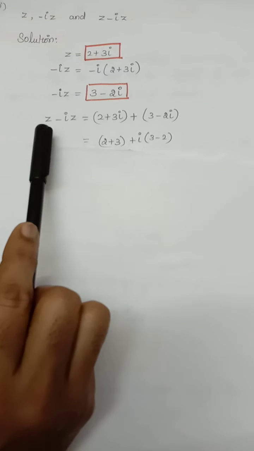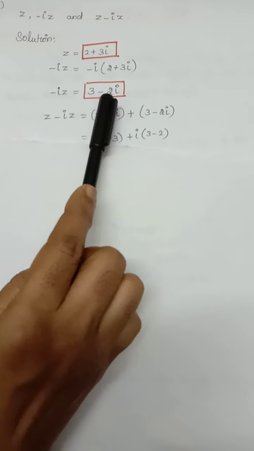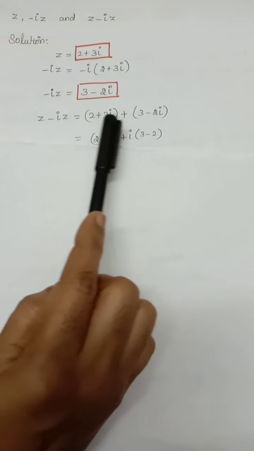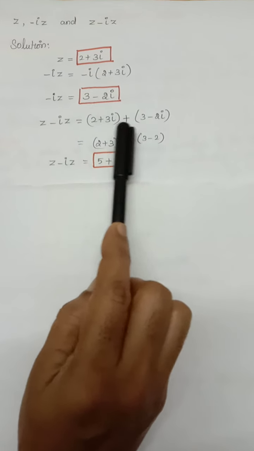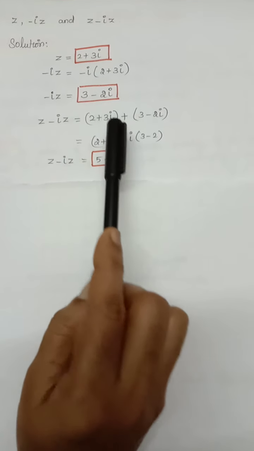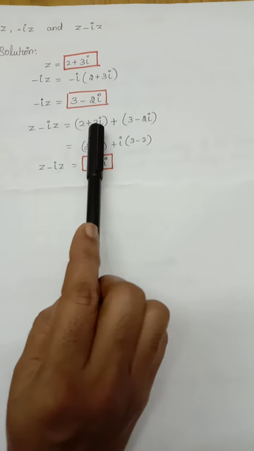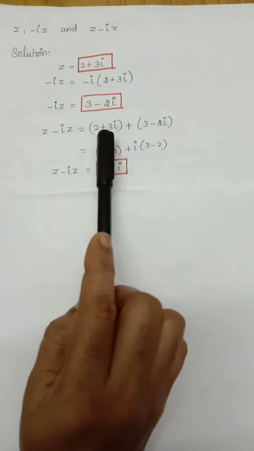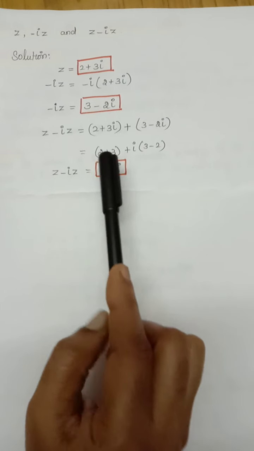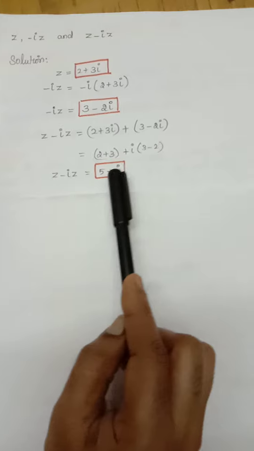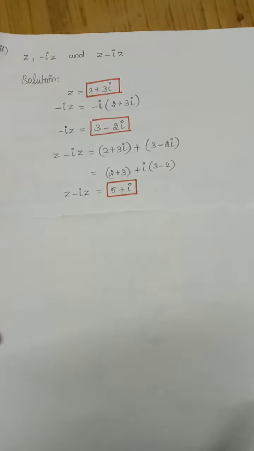Next, what you have to do? You have to find z minus iz. z is here and minus iz is here. So you have to add both. So you have to add the real parts, 2 plus 3. Next, plus i into the imaginary parts has to be added. So 3 here and here minus 2. So 2 plus 3 is equal to 5. 3 minus 2 is 1. 1 into i is i. So I have written the 3 complex numbers.